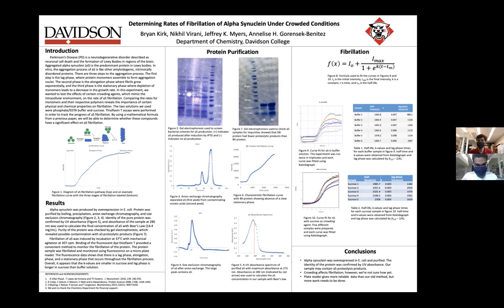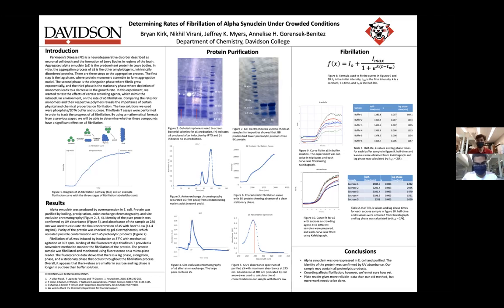Then in figure 4, you see the results from our size exclusion chromatography, and the largest peak represents alpha-synuclein, which we were able to separate from other ions in solution. Then in figure 5, we used UV absorbance to show that we had alpha-synuclein, and this is a very characteristic UV absorbance spectrum for our protein. We used absorbance at 280 nanometers to calculate the concentration of our protein in the sample with Beer's law, and our final concentration was 14.4 milligrams per milliliter.